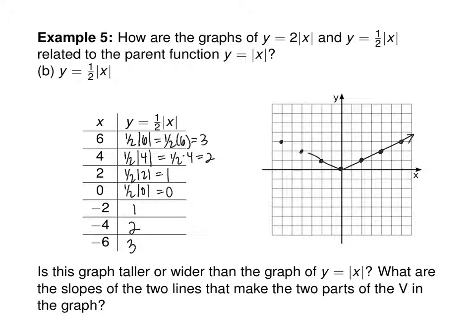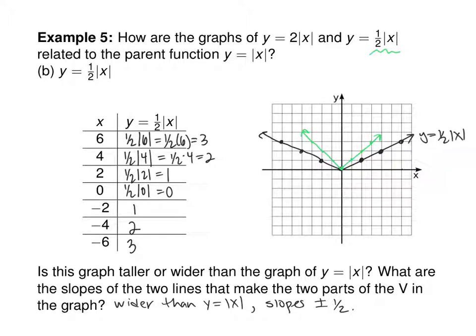So there's 1/2 absolute value of x. And just for reference, here's the parent function. Okay, and so you can see that this graph that we have, 1/2 absolute value of x, is definitely wider than the y equals absolute value of x. And notice that the slopes of the lines are plus or minus 1/2. Okay, great.